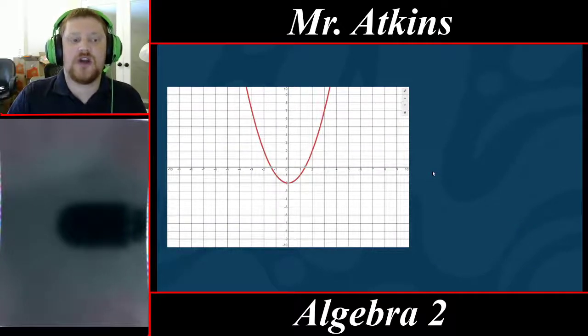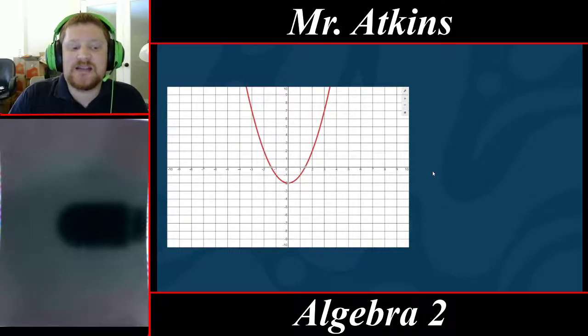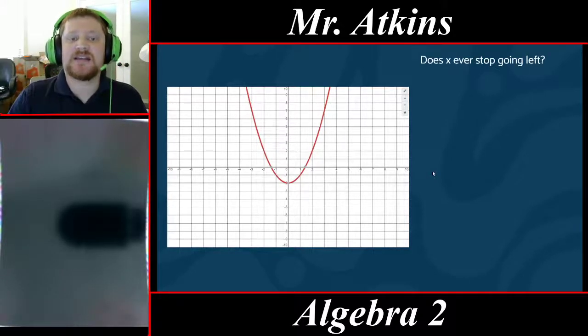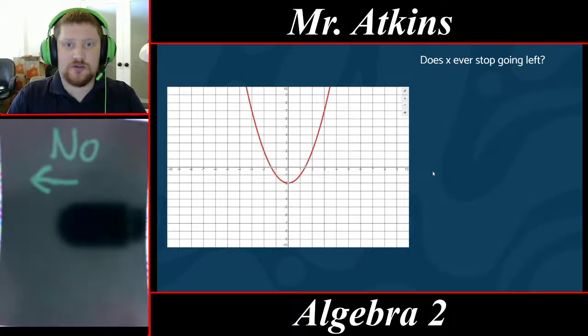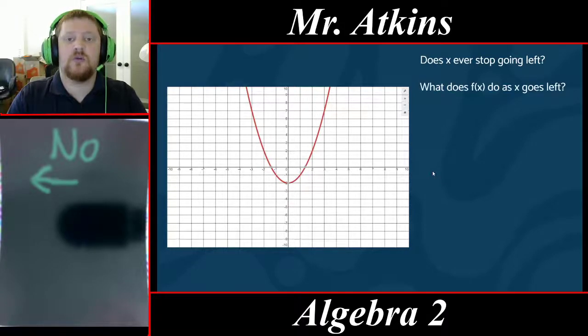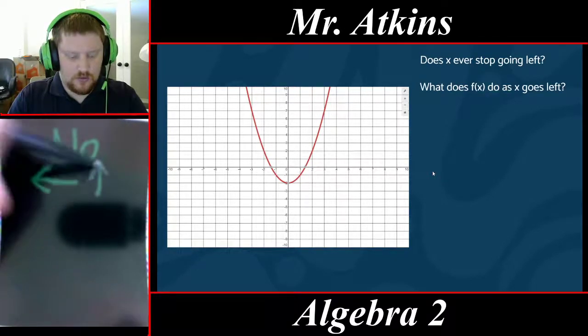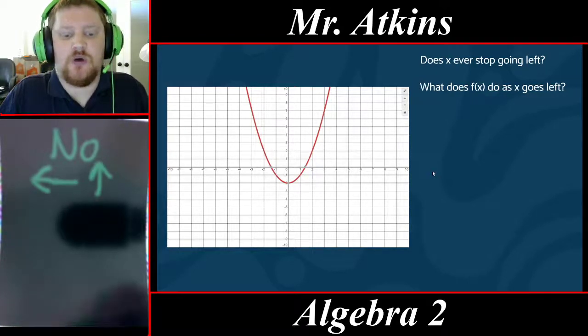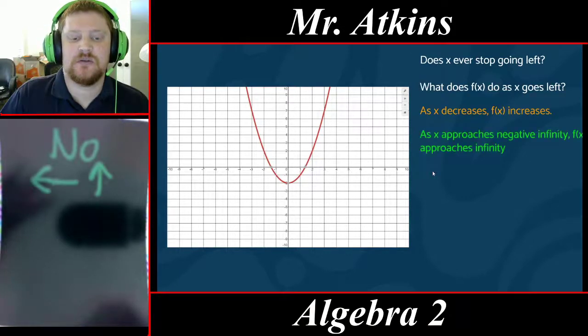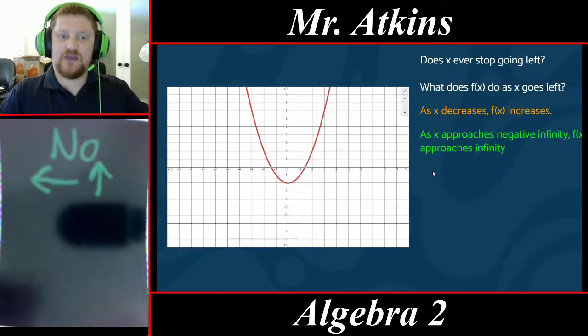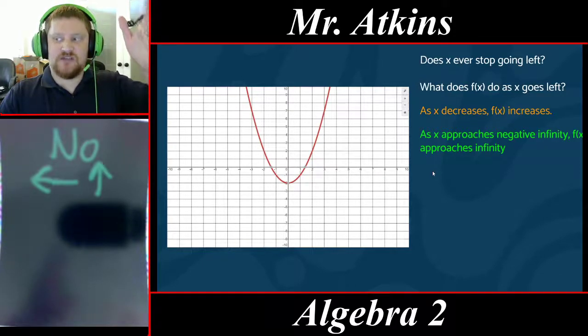This graph, this quadratic graph. We ask the exact same questions and get the exact same type of answer. So, does x ever stop going left? No. So, as x goes left, what does the graph do? Well, it continues to go up in this case. So, as x decreases, f of x increases. As x approaches negative infinity, f of x approaches infinity.